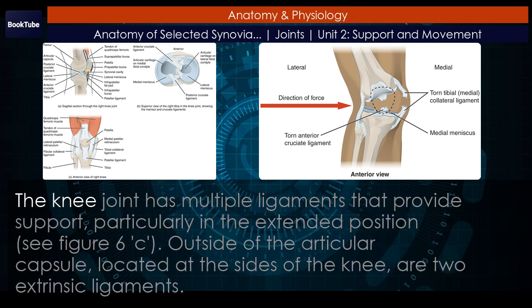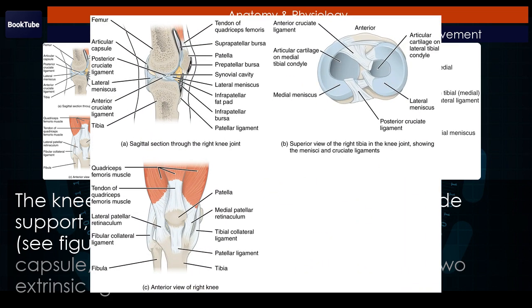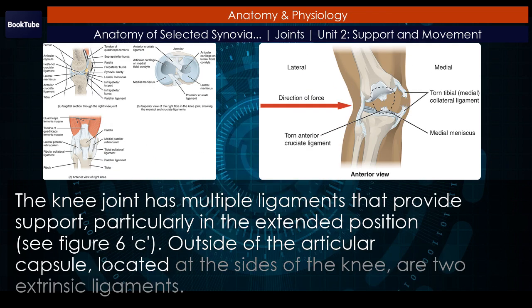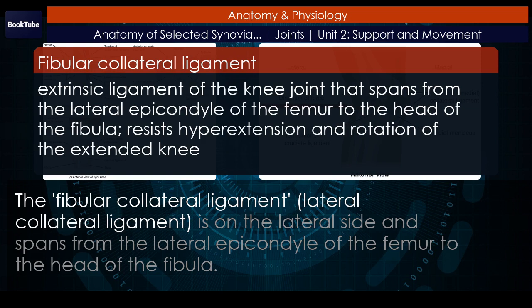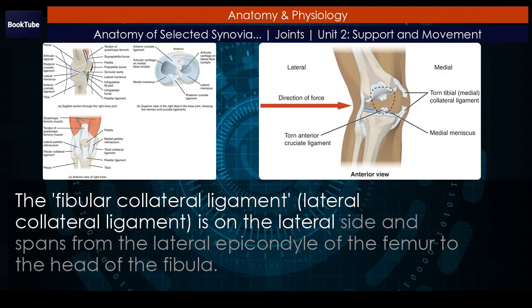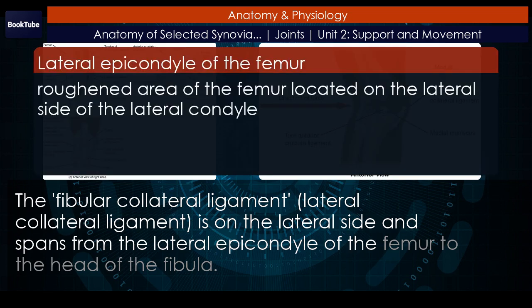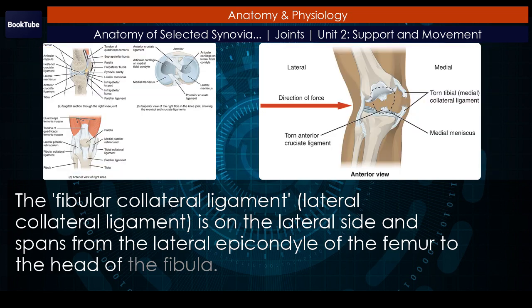The knee joint has multiple ligaments that provide support, particularly in the extended position. See Figure 6c. Outside of the articular capsule, located at the sides of the knee, are two extrinsic ligaments. The fibular collateral ligament, lateral collateral ligament, is on the lateral side and spans from the lateral epicondyle of the femur to the head of the fibula.